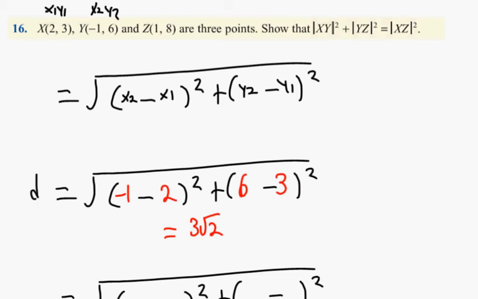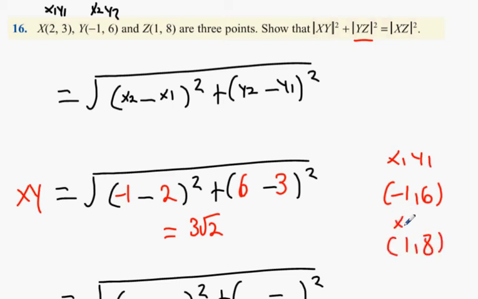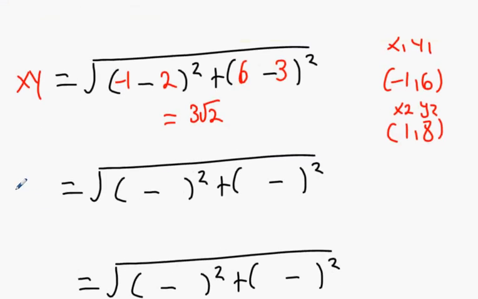Okay, what about the next one, guys? So that we found out what xy is first. What do we have to find out next? yz. So y is minus 1 and 6. Call that your x1 and y1. And what's z? 1 and 8. Call that your x2, y2. Put them into the formula and what do we get? So 1 minus minus 1.